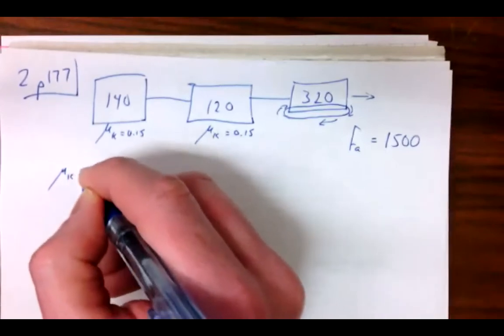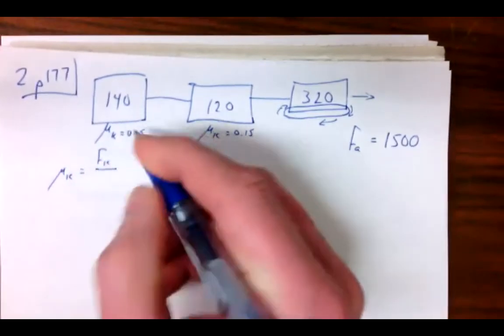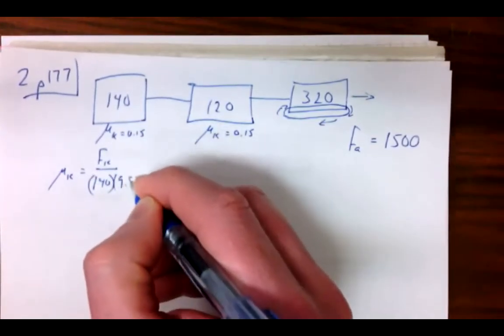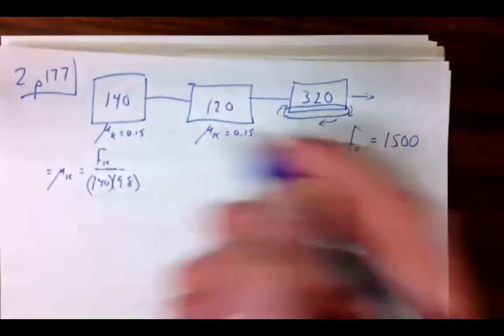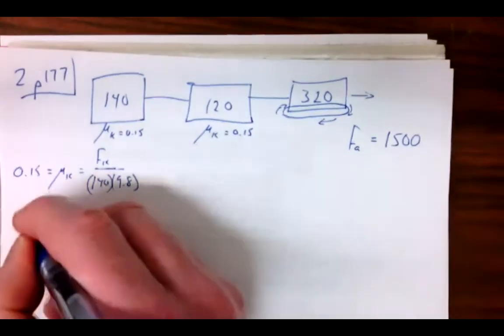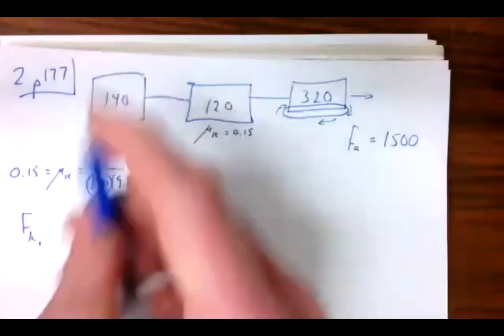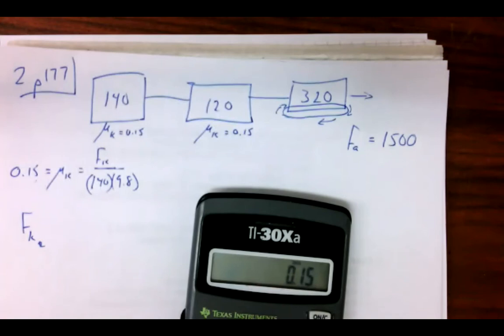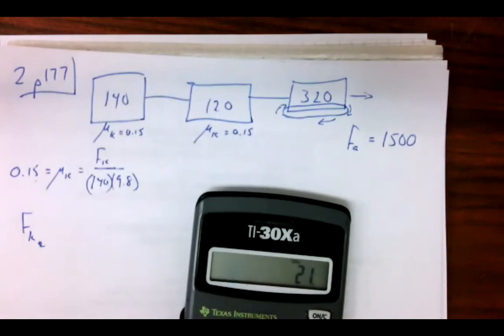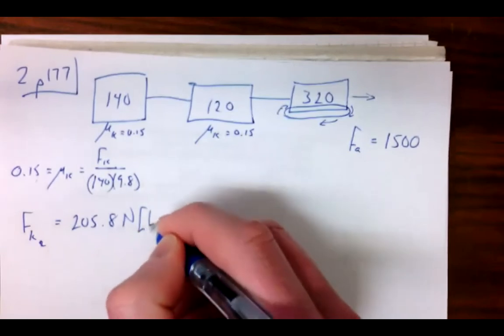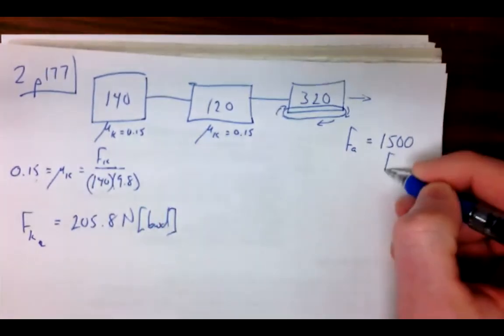So mu k equals Fk over the normal force. We want to find the force of friction over 140 times 9.8. This is the normal force under here, and mu k equals 0.15. So 0.15 times 140 times 9.8 is going to be Fk of, let's say sled 2. Actually, I think this is sled 2. So 0.15 times 140 times 9.8 is 205.8 newtons. And so this is going to go backwards. This is going to go forwards.